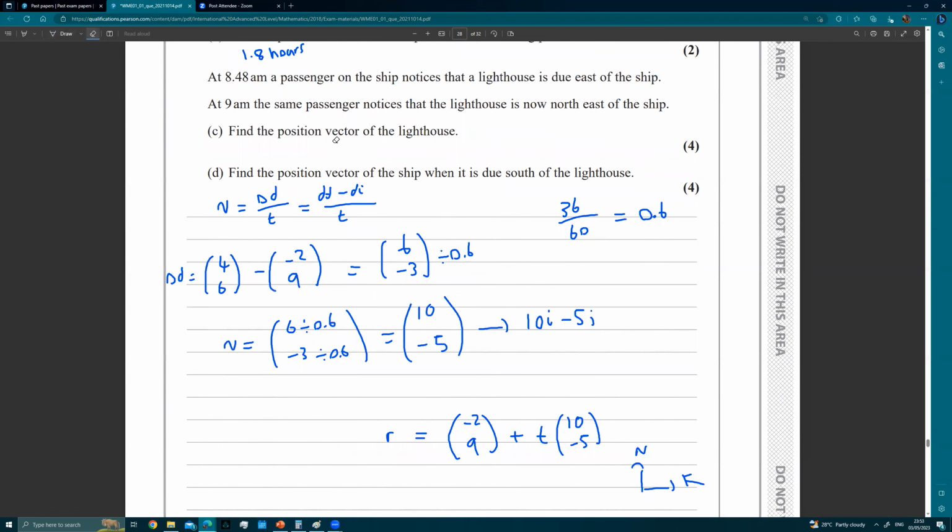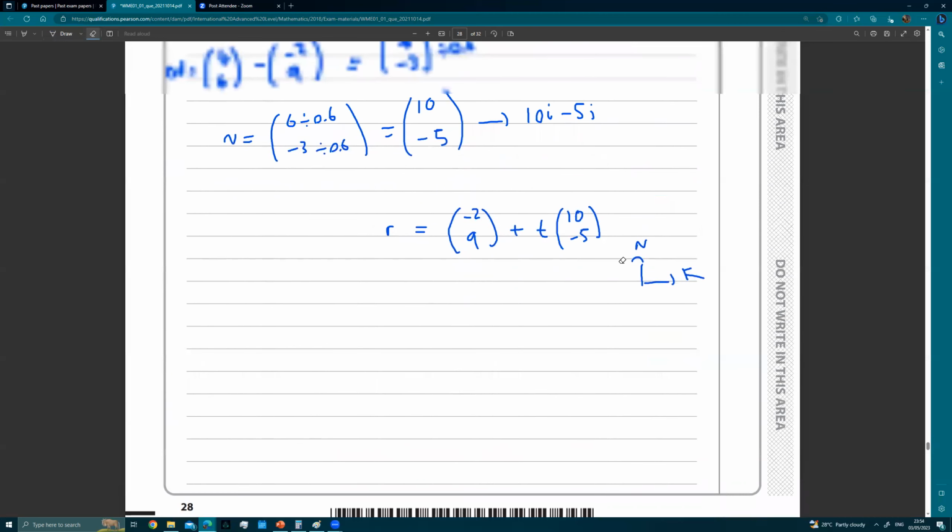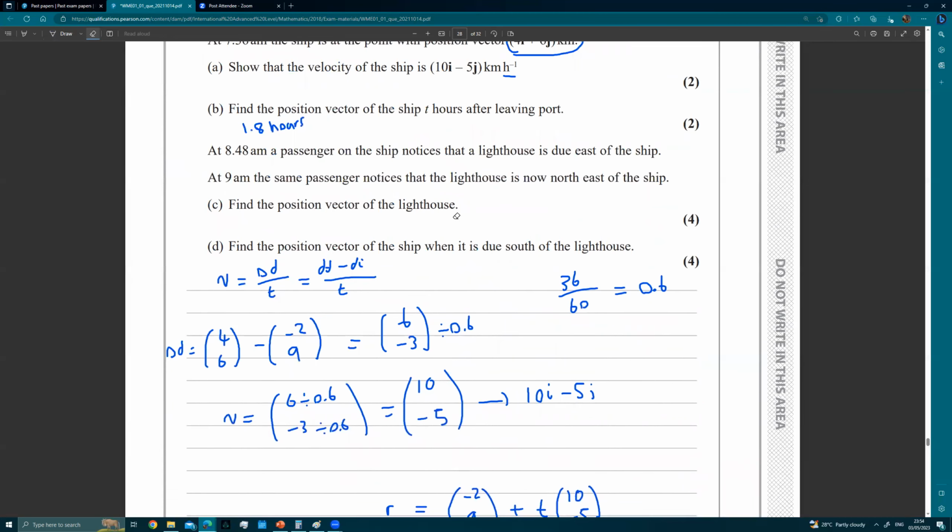Yeah, the question is find the position of the lighthouse. So although I know the lighthouse is east of the ship 1.8 hours later, I need to work out where exactly the lighthouse is. How much east of the ship is it going to be? So first what we're going to do is let's find the position of the ship 1.8 hours later.